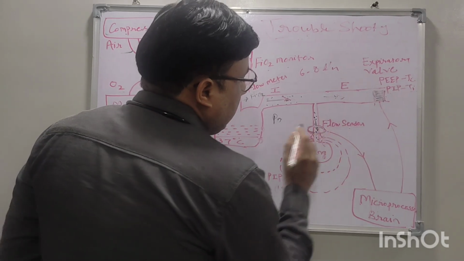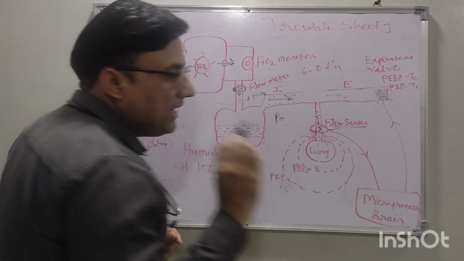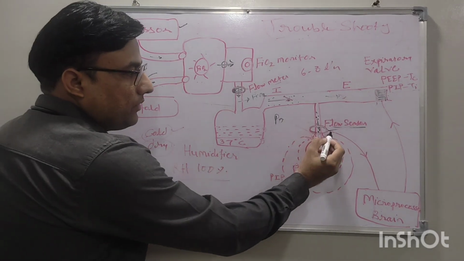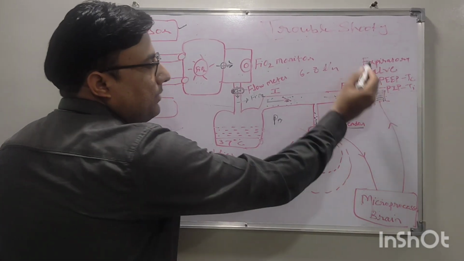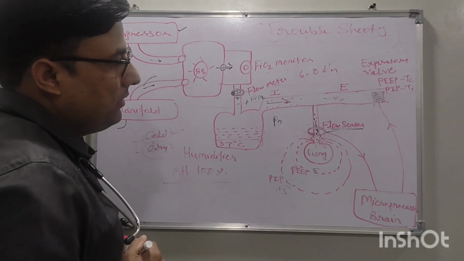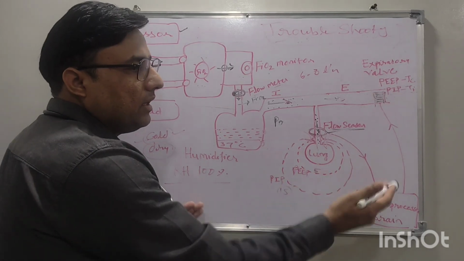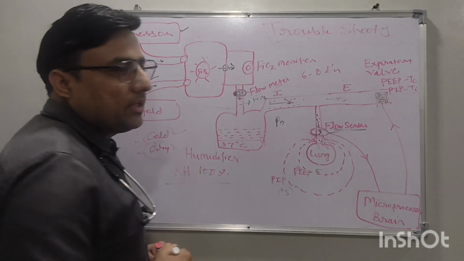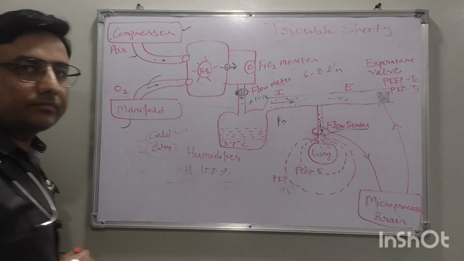And if you have set a highly sensitive trigger at flow, that will detect even very small breaths, and that will give feedback and a breath will be delivered. So tachypnea will be there. That is also one thing. Other causes of tachypnea could be pain, fever, and tube block also can be there. So that can cause a high respiratory rate alarm.